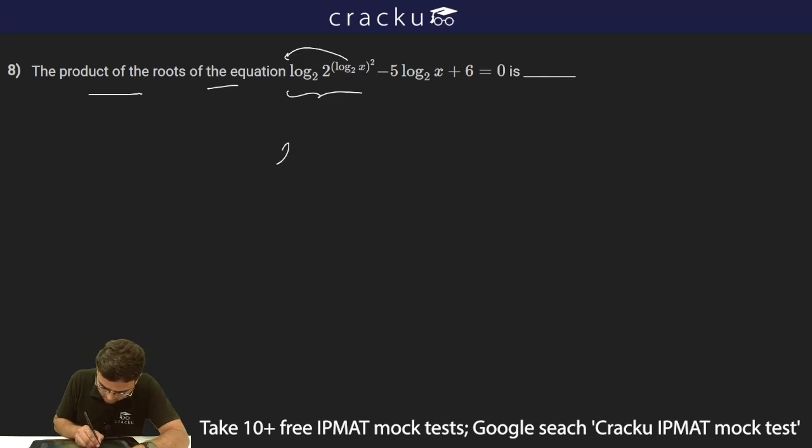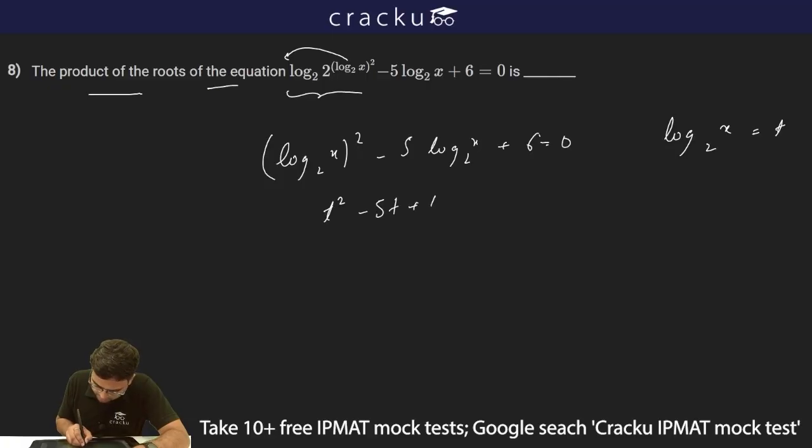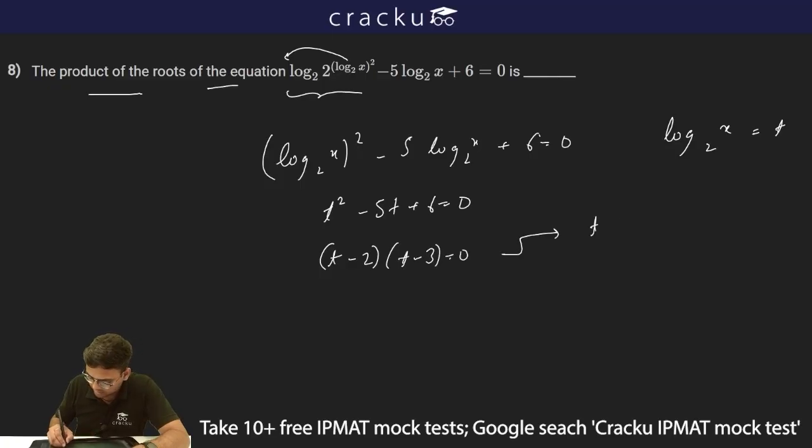So this can be simplified to (log x to the base 2) square minus 5 log x to the base 2 plus 6 equal to 0. Now let's assume log x to the base 2 as t. So I can write t square minus 5t plus 6 is equal to 0. This can be written as (t minus 2) into (t minus 3) equal to 0, and thus there are two possible solutions, either t is equal to 2 or t is equal to 3.